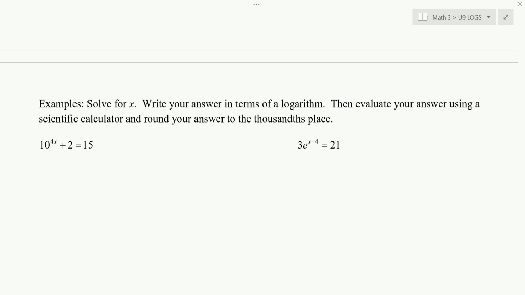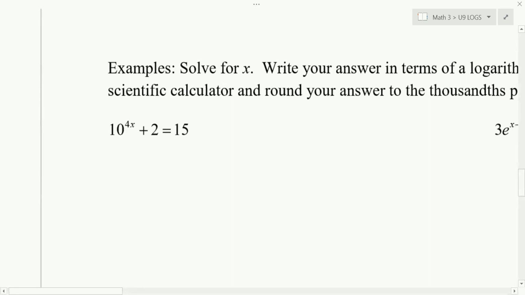And so when I use a log on this, if I have a 10, I'm going to use the log, because that's base 10. I'm going to match the base to what's there, and something different happens on these. So first we need to subtract 2 from both sides on this problem. We get 10 to the power of 4x is equal to 15.